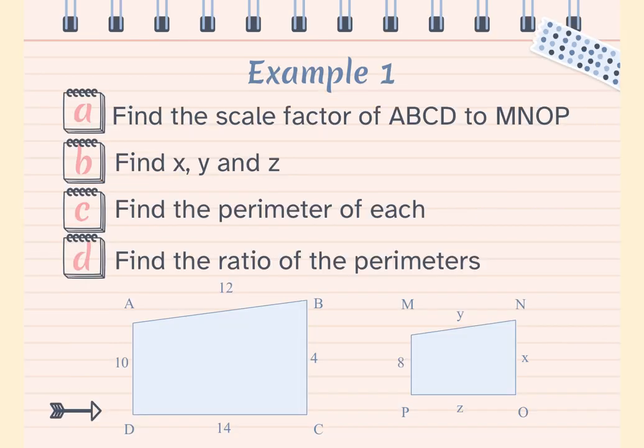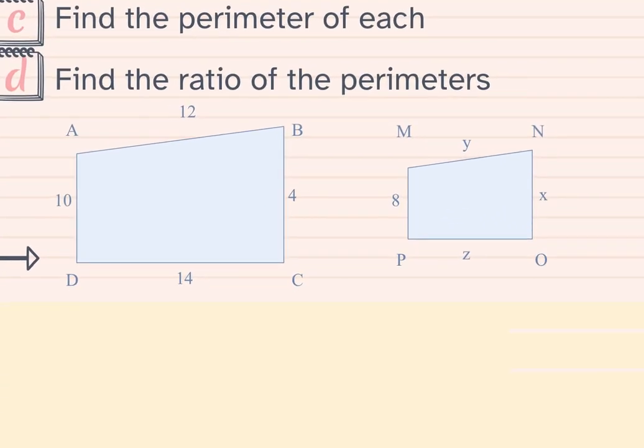All right, example 1 says for A, find the scale factor of ABCD to MNOP. So again, the order here is important. ABCD is the one on the left. MNOP is the one on the right. So the AB would match the Y. The 4 would match the X. The 14 would match the Z. And the 10 would match the 8.